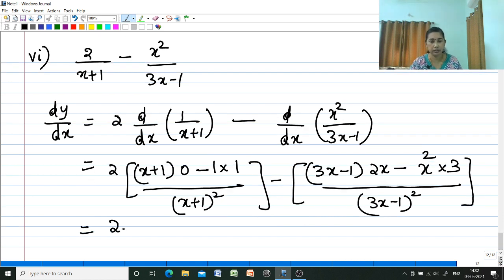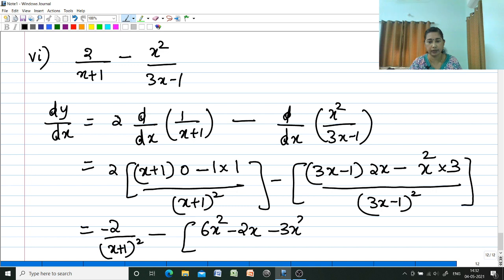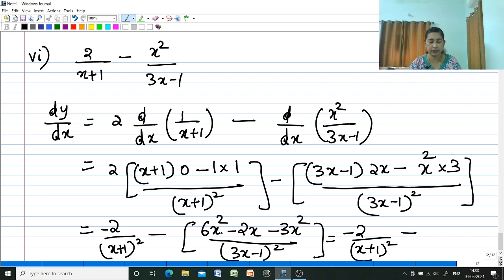That is equal to 2 into this, it is 0, then minus 2 by (x plus 1) whole square, minus, here bracket opening, (6x square minus 2x minus 3x square) divided by (3x minus 1) whole square, and that is equal to minus 2 by (x plus 1) whole square, then minus (6x square minus 3x square is 3x square minus 2x) whole divided by (3x minus 1) whole square.